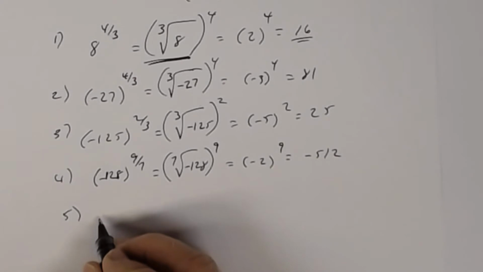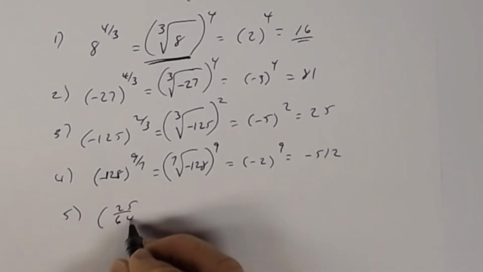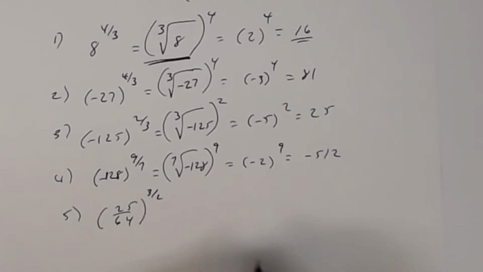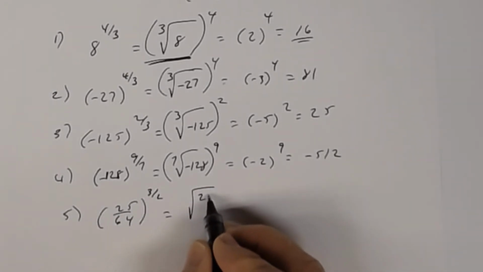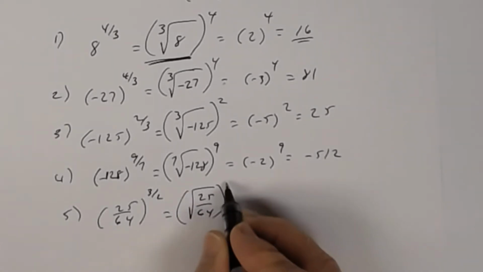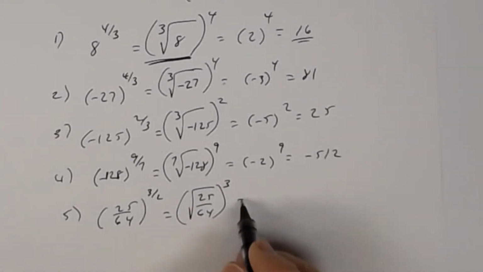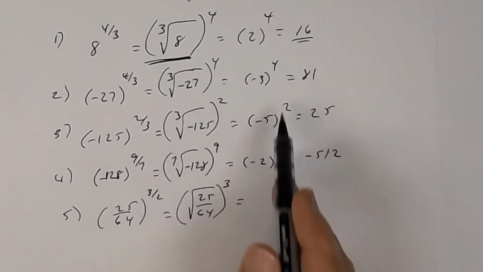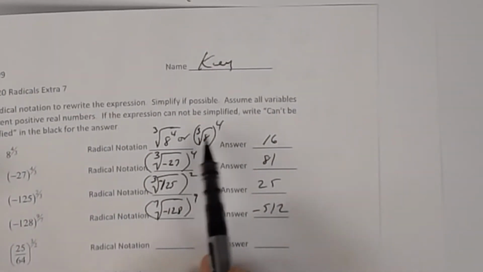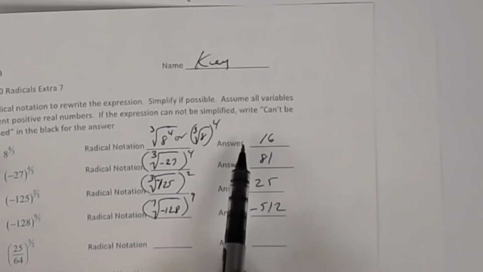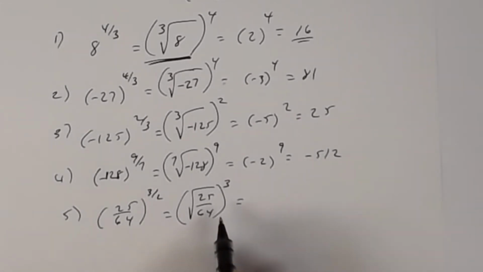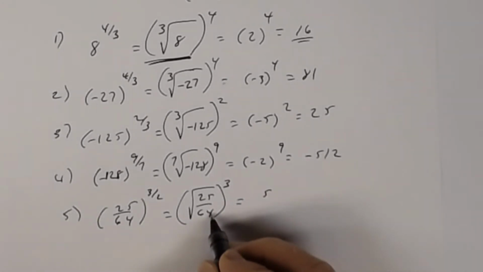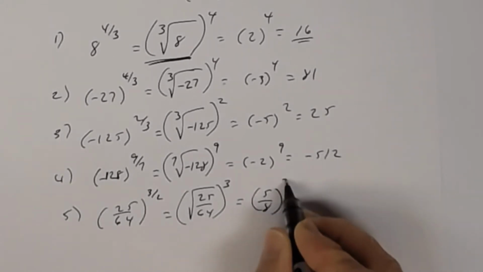Okay, number 5. We have 25 divided by 64, all raised to the 3/2 power. In radical notation, that becomes the square root of 25 divided by 64, all raised to the 3rd power. Now remember, you didn't have to show the work here. You didn't say anything about showing work. So all I needed was the answer. But in your mind, you have to do some work. The square root of 25 is 5. The square root of 64 is 8. And then you have to cube this.